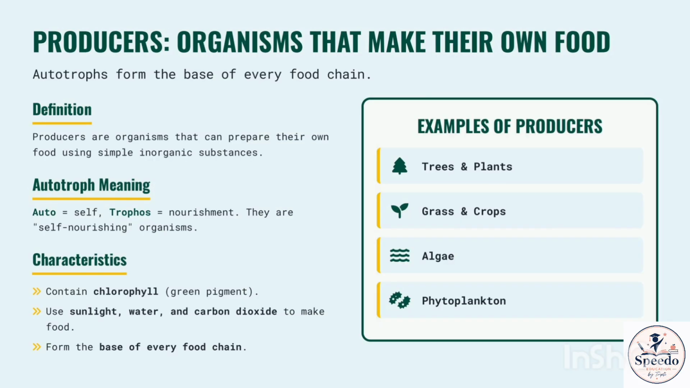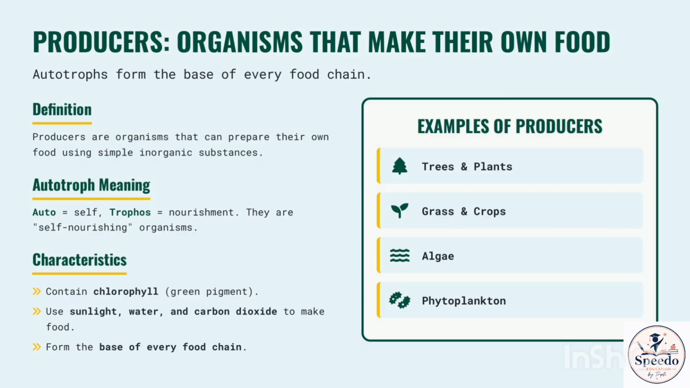Producers, which means autotrophs. Now let's learn about the first and one of the most important groups of living organisms, which is producers or autotrophs. Producers are organisms that can prepare their own food from simple inorganic substances such as carbon dioxide and water by using sunlight. Since they produce their own food, they are called producers.